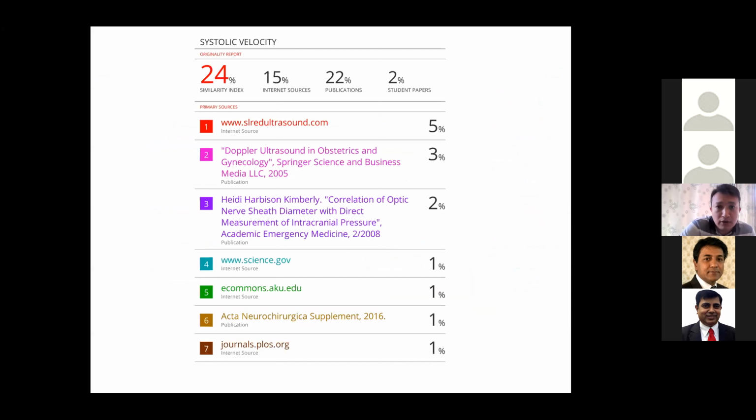And the overall report gives a 24% similarity index. Out of this 24%, 15% is from internet sources and 22% from publication sources, and these are all the journals or articles from which it has been taken. The words, sentences, or phrases are taken, and these are the percentages on the right side. So this is how you get the report or the result from Turnitin.